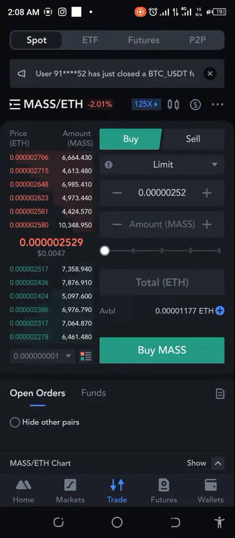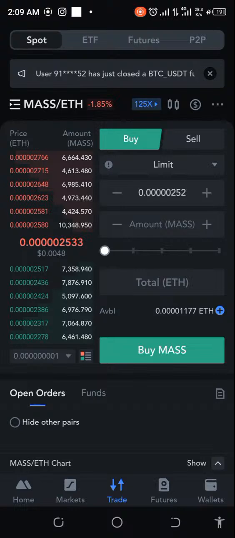So what do we have here? We've got MASS/ETH. Alrighty, let's see how we're going to go about this. We'll need to buy MASS, let's say MASS/ETH, and then change that to MASS/USDT to get our profit. But first of all, we'll need to get ETH, okay?